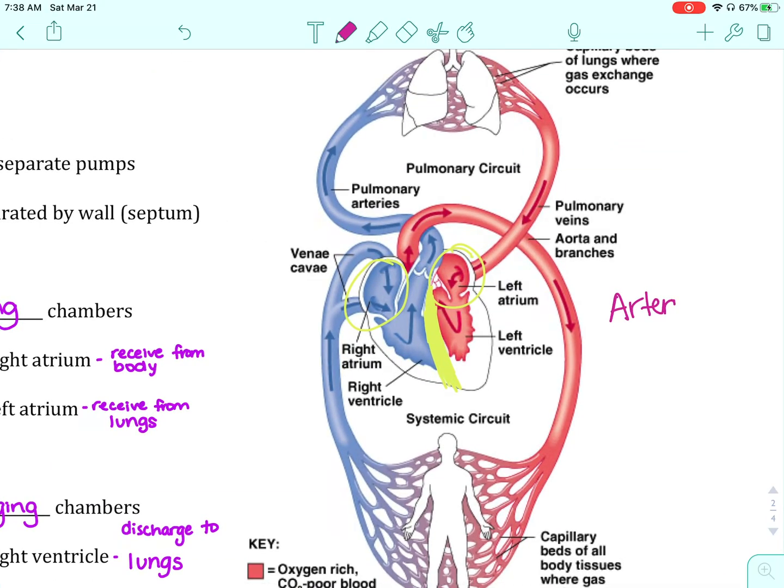And usually we designate that arteries versus veins, like what the difference is. So arteries usually lead away from the heart, and veins are towards, the blood is coming towards the heart.